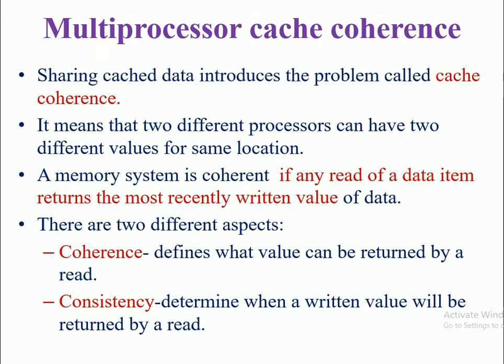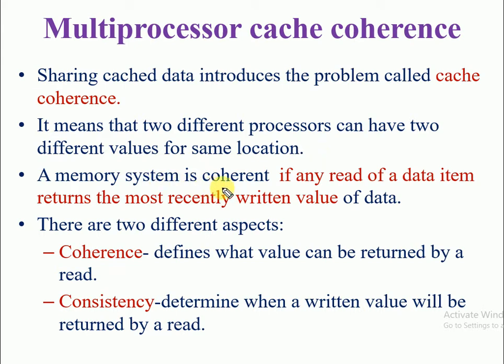So we'll see in detail about multiprocessor cache coherence. Sharing cached data introduces the problem called cache coherence. I have already mentioned that. It means that two different processes can have two different values for the same location. I mentioned it going from 5 to 10, but the second processor receives 5. So one has the value 10 and the second has the value 5. So two processes can have two different values for the same location X.